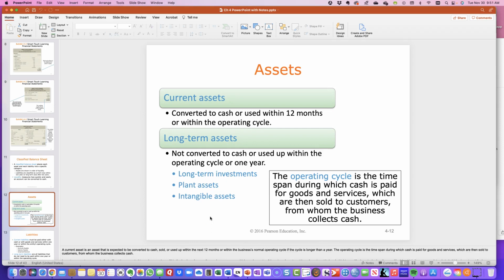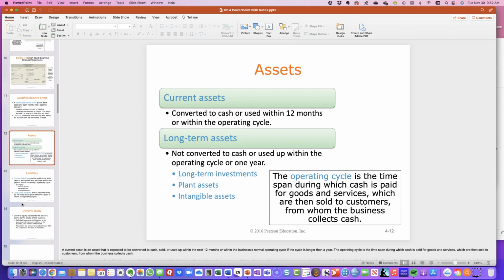So current assets typically can be converted into cash within 12 months or 1 year. And the operating cycle is basically the time span where cash is paid for goods and services that are sold to customers from whom the business collects cash. So the operating cycle is typically a month, and then we have a year. And then long-term assets, you really don't convert them into cash, and you don't really use them within a year. A lot of plant assets, property, plant, and equipment, intangible assets such as goodwill, and long-term investments such as held-to-maturity investments or bond investments could all be considered long-term assets.